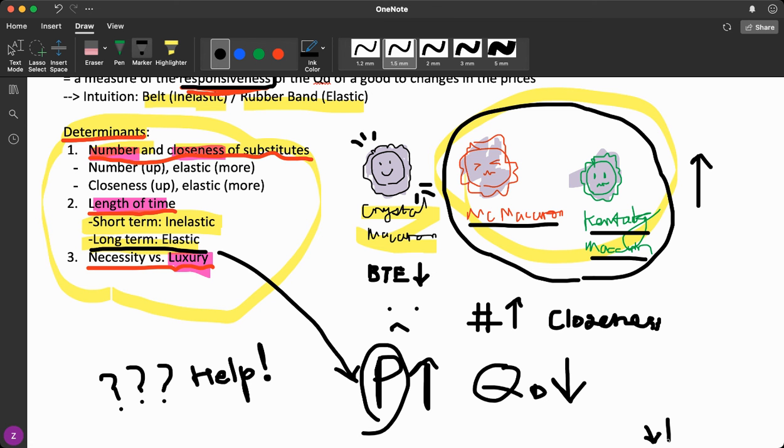Next time, we'll continue to talk about the elasticity of cancer drugs and explain why they can get so expensive.